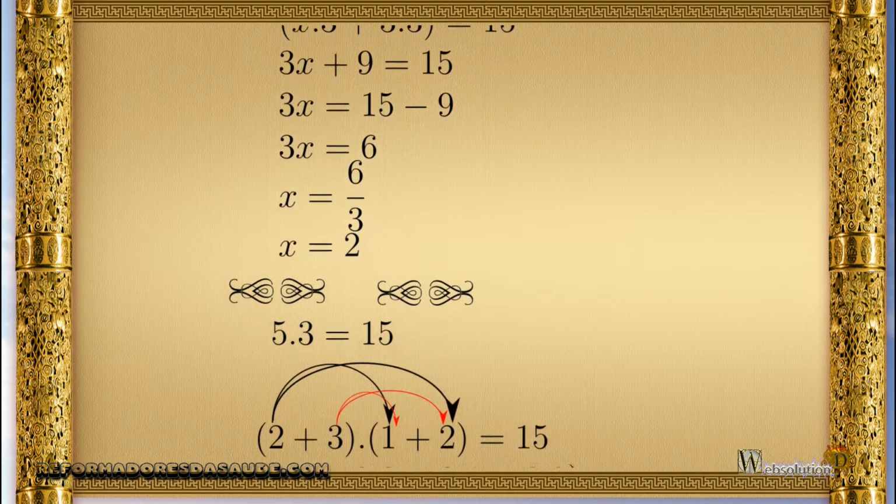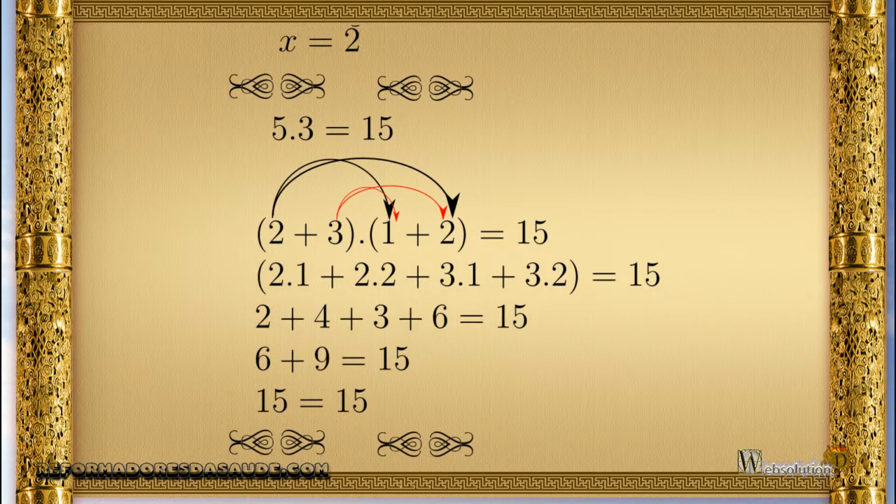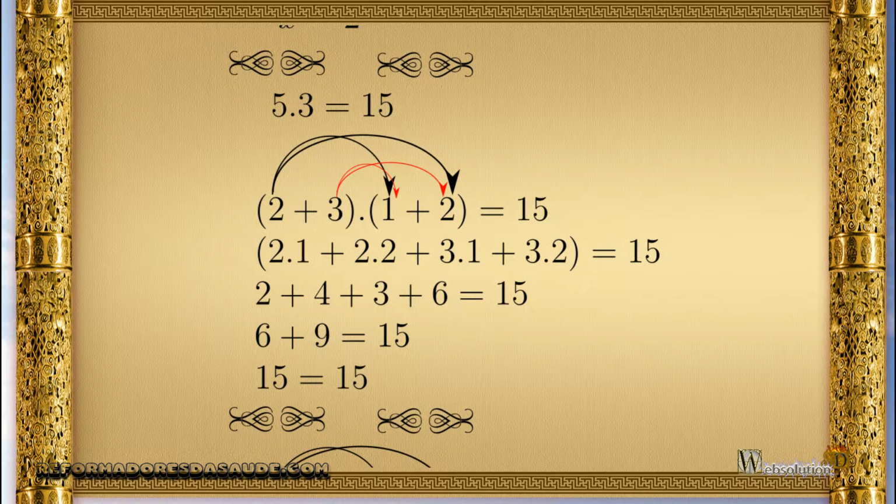Now let's go back to 5 times 3, which is equal to 15. We know that 2 plus 3 is 5, and we know that 2 plus 1 is equal to 3, and now we can make the product of two sums.